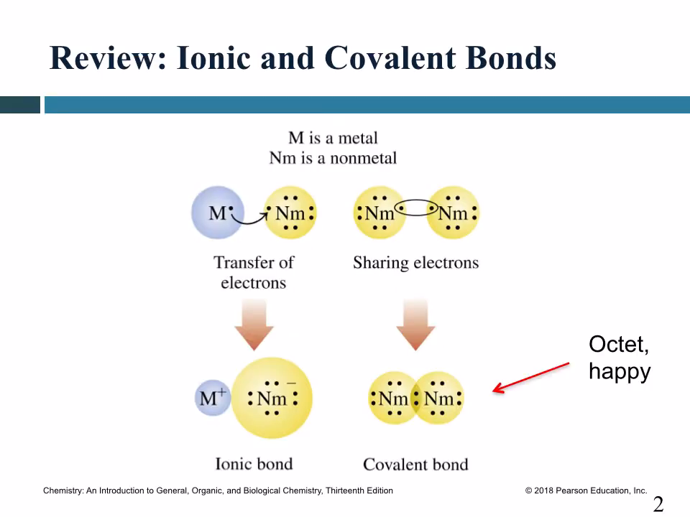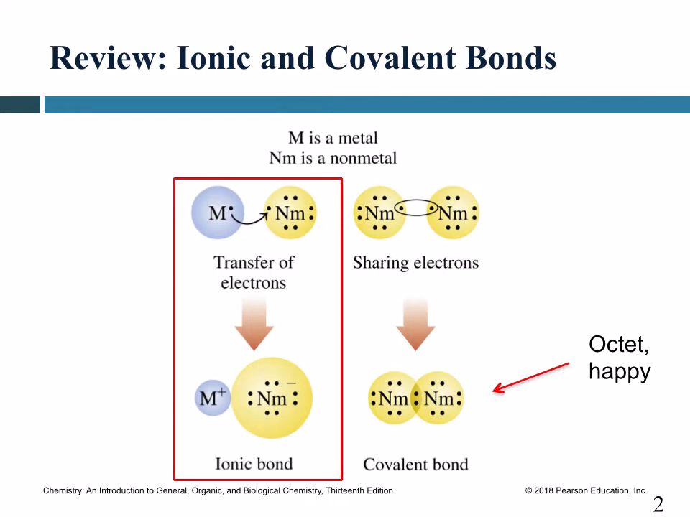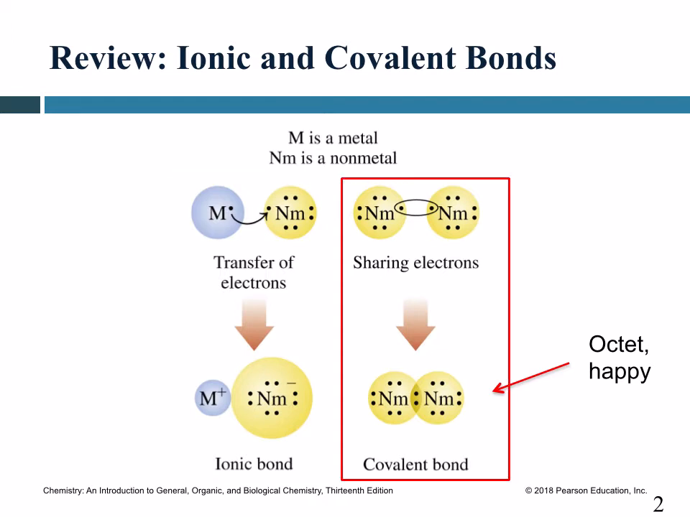Last week, we learned that atoms want to be happy, and they do that by having a complete valence shell. They want to have 8 electrons in the outermost shell, which is the configuration of noble gases. When metals and nonmetals react, they form octets by transferring electrons, forming ionic compounds. When nonmetals react, they form octets by sharing electrons, forming covalent compounds.